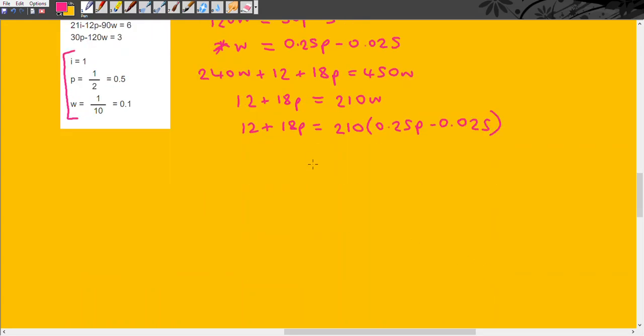So if we now multiply that out, 210 times 0.25, that's 52.5 pigs, minus 0.025 times 210 equals 5.25.